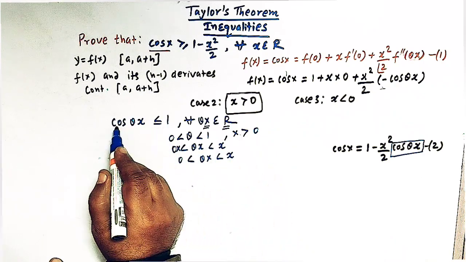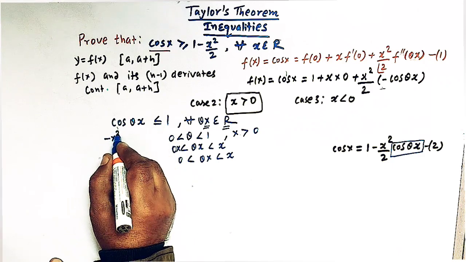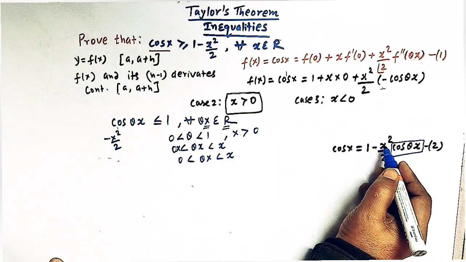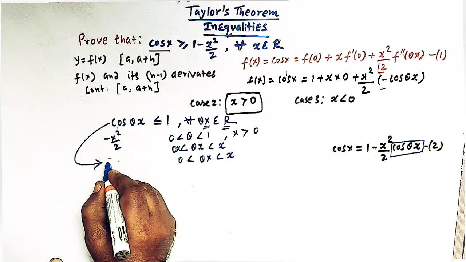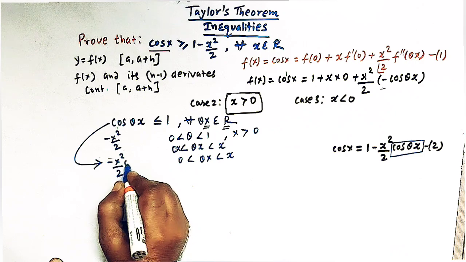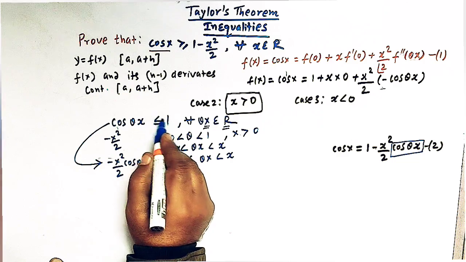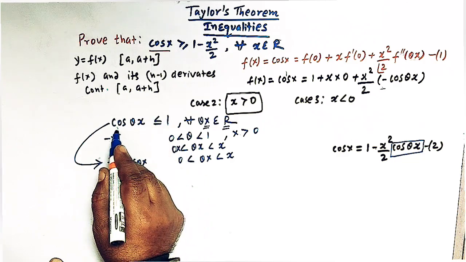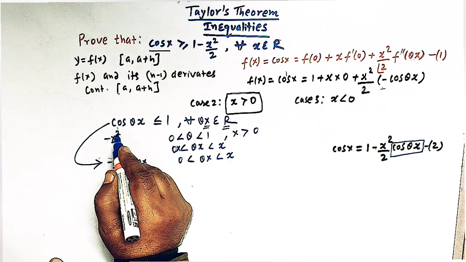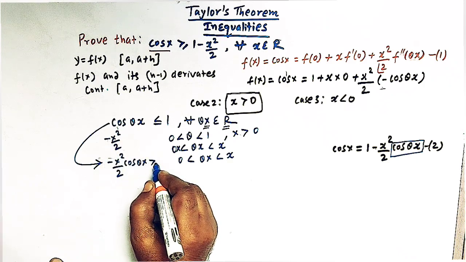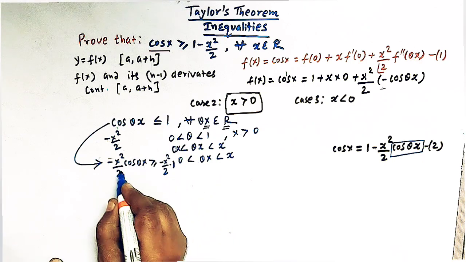So now if we multiply this inequality both sides by minus x square over 2, because here we have minus x square over 2, this inequality gives us minus x square over 2 times cos theta x, and the direction of the inequality gets reversed because we are multiplying both sides by a negative number, because x square is positive, right? So we have greater than or equal to minus x square over 2 times 1, right?